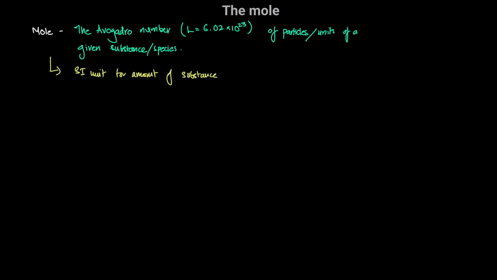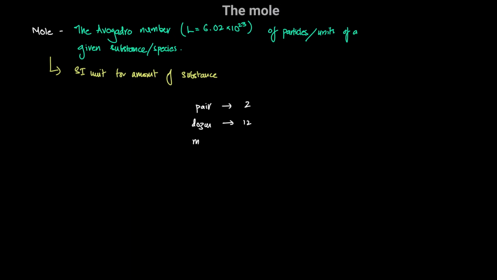Think about what we mean when we have a pair of something. When we say we have a pair of something, it means that we have two of something. Similarly, when we say we have a dozen of something, like a dozen eggs, it means that we have 12 of that thing. And the mole is often referred to as the chemist's dozen.